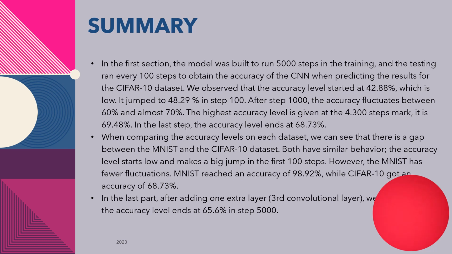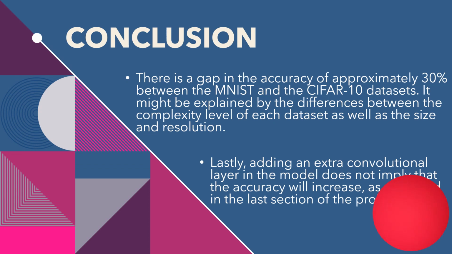After this, we are going to take a look at the conclusions. We have two main conclusions that will be discussed in the following slide. Alright, the conclusion. We have two main conclusions after creating a convolutional neural network and comparing that on a different dataset and trying to increase the accuracy level.